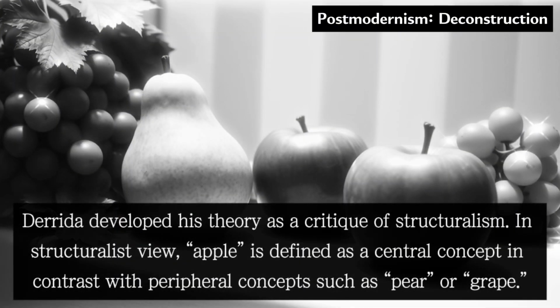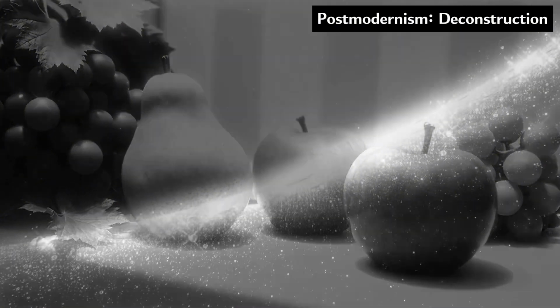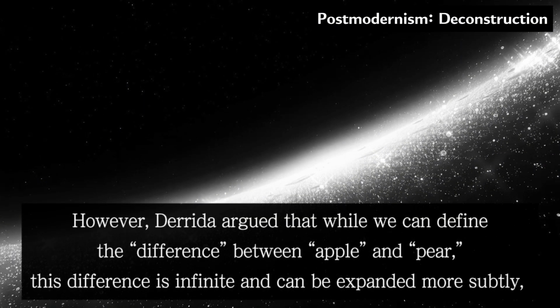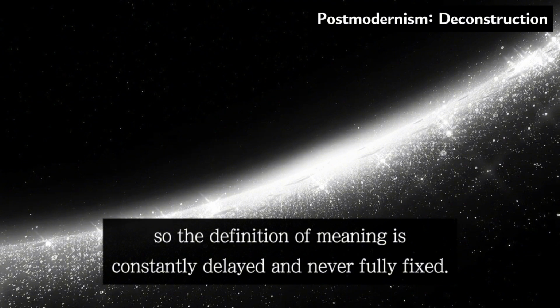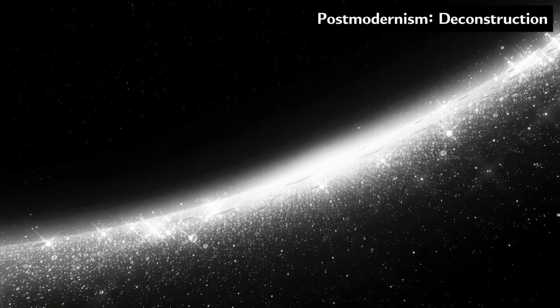Derrida developed his theory as a critique of structuralism. In structuralist view, apple is defined as a central concept in contrast with peripheral concepts such as pear or grape. However, Derrida argued that while we can define the difference between apple and pear, this difference is infinite and can be expanded more subtly, so the definition of meaning is constantly delayed and never fully fixed.